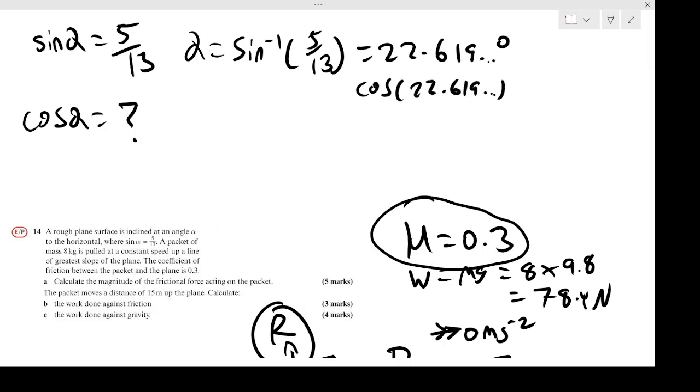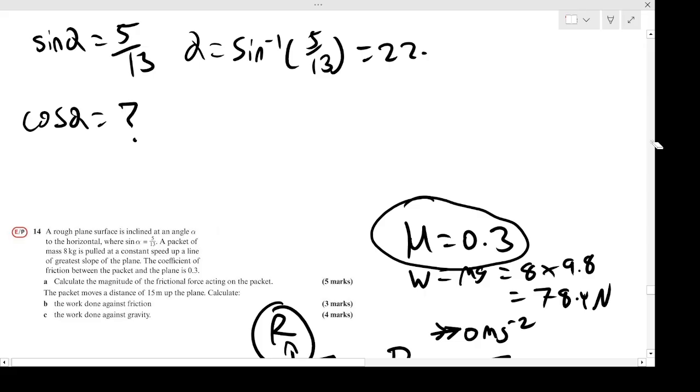Sometimes, would it work here? It does work here. Okay, spoiler alert, it's 12/13. But you can't rely on that, and that's not what we call a formal method to get the number, because it turns out cos alpha is an exact number. As we've seen, it's 12/13.